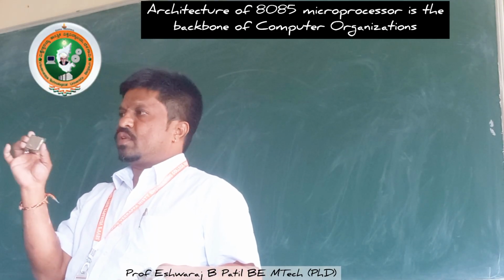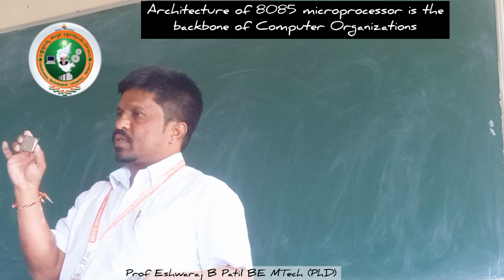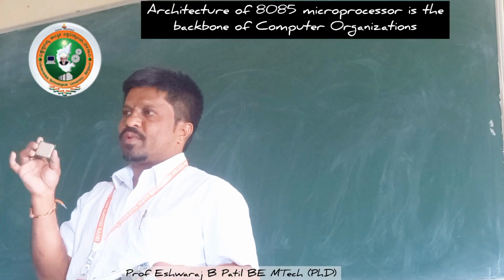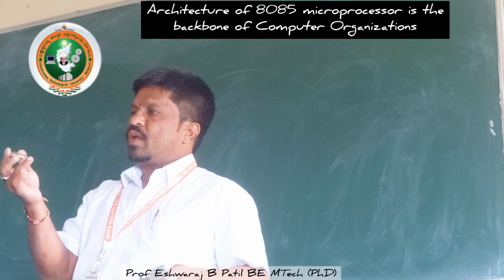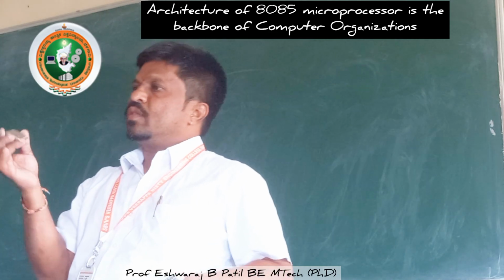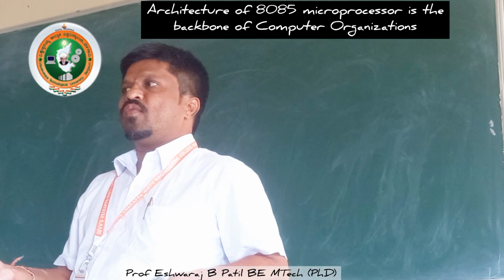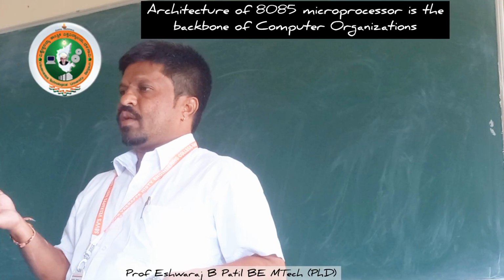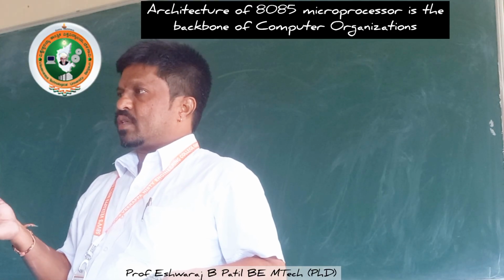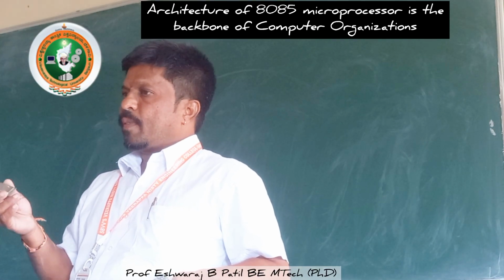What type of processor is it? Microprocessor. So many processors are there. Among them, this is one of the microprocessors. This might be Intel i3, i5, or something else. So many different types are there.